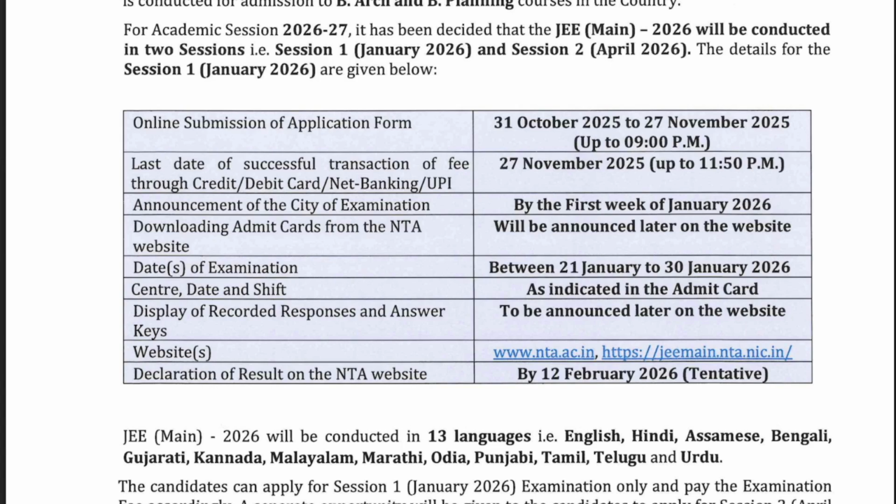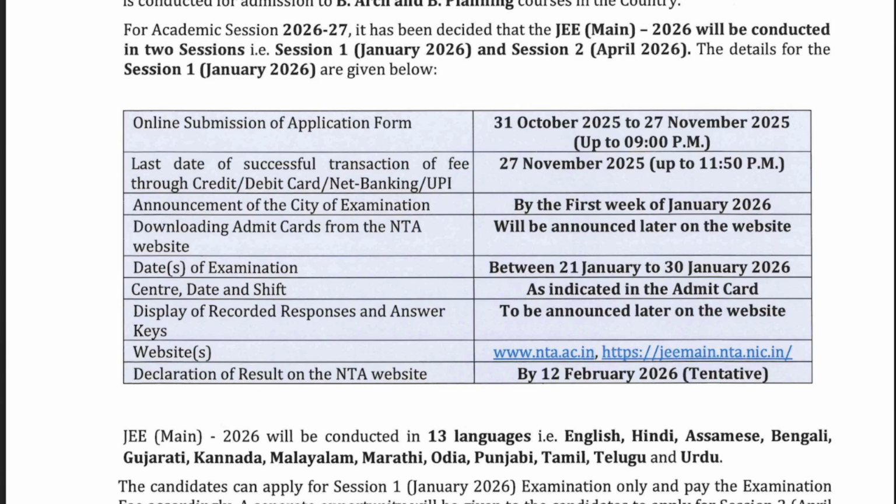While there might be chances that the application deadline might get extended by 1 week or 2 weeks, it's always safe to fill the application form before the deadline, because there are times when authorities do not extend the application form deadline, due to which most candidates miss out on the Session 1 exam. So it's always highly recommended to fill out the application form before 27 November 2025.